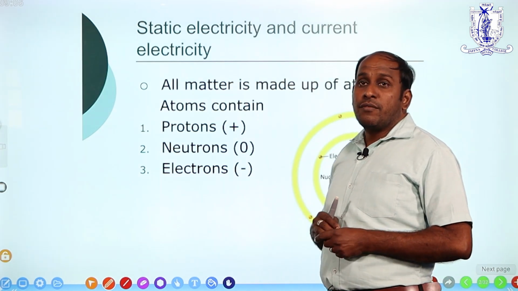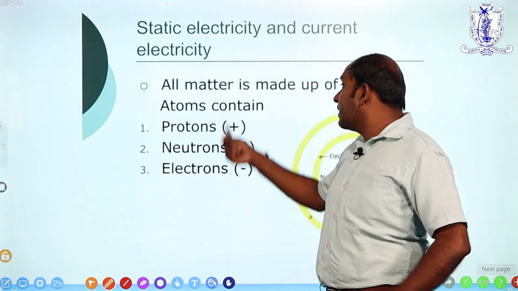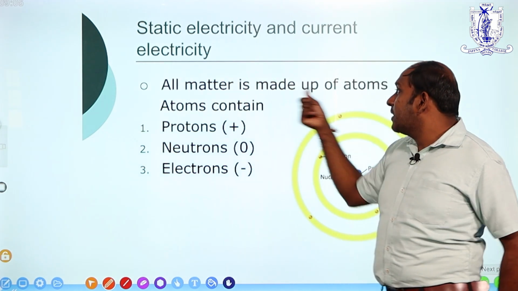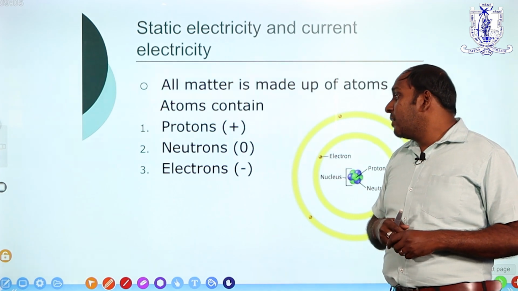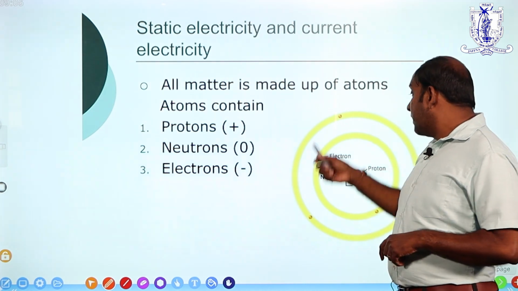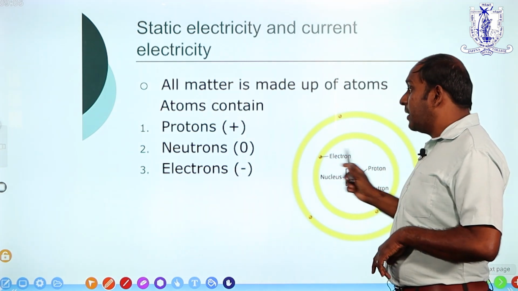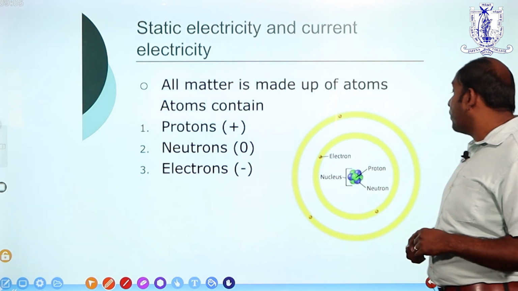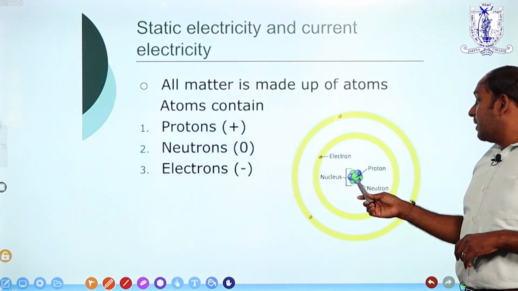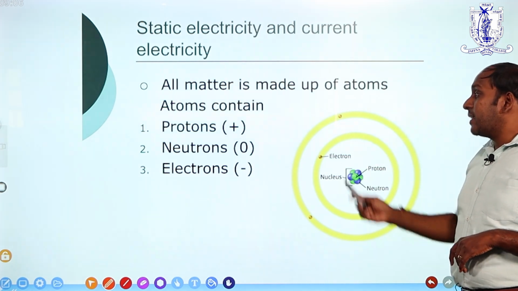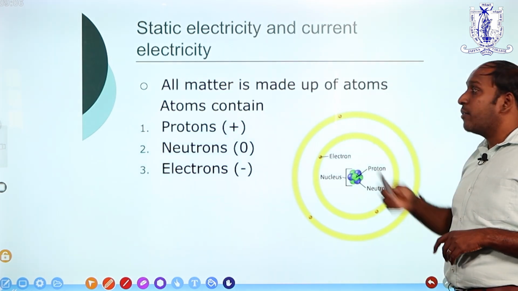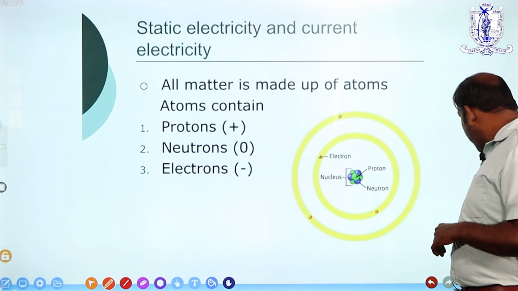Matter consists of atoms, which is also in the grade 8 syllabus. An atom contains protons, neutrons and electrons, but the atom is a neutral body. The center part has protons and neutrons, and the electrons circulate in the outer orbits. All matter is made up of atoms. An atom is a neutral body.